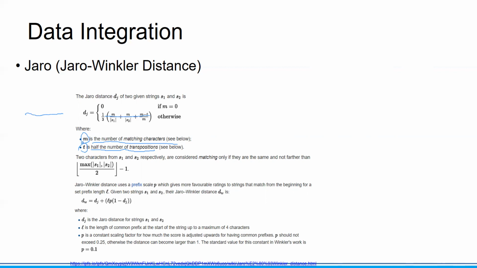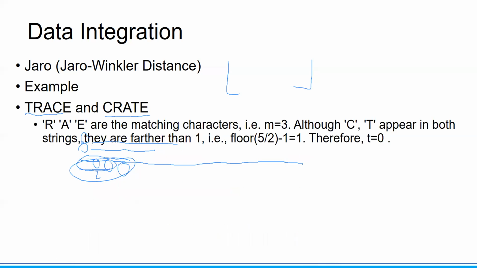We want to calculate for S1 and S2. Two characters from S1 and S2 are considered matching only if they are the same and not farther than this value. This value means rounded down to the lower value: the maximum length of S1 and the maximum length of S2, divided by 2, and then minus 1. So if you take a look at this one, we have the floor. What is the length of S1? It is 5.